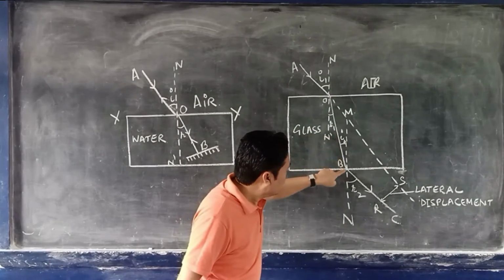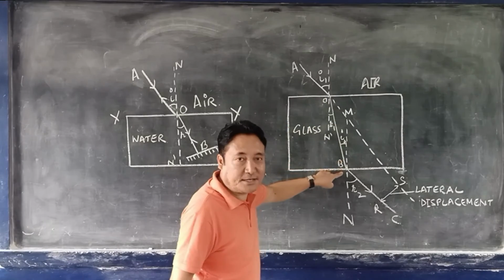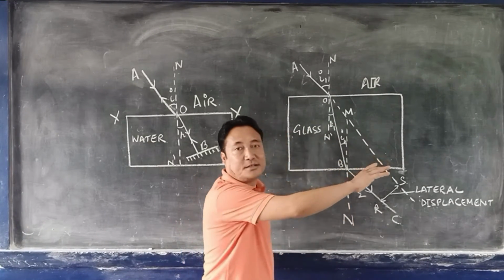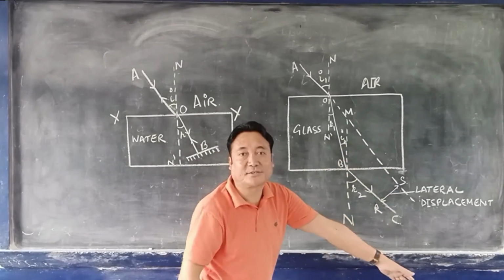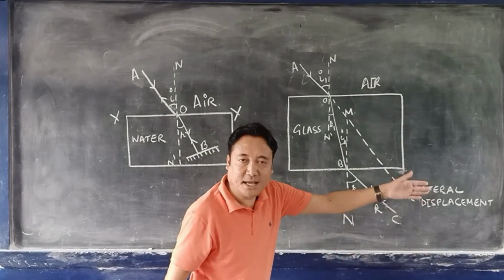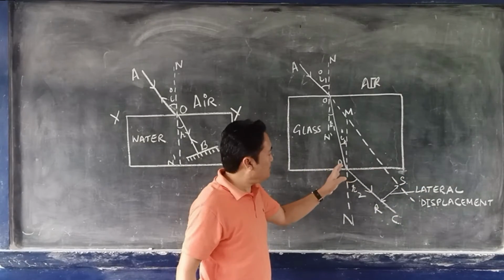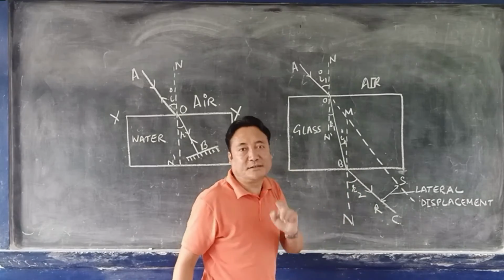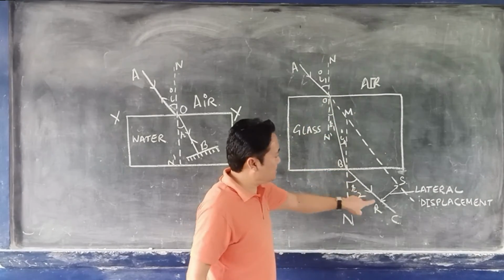Then again the ray of light falls. Okay. OB is the refracted ray, and this refracted ray again falls on another medium, another surface, and from that surface the ray of light has to come out. That means it has to come from glass to air. So when this ray of light comes from glass to air, another refraction takes place here. Twice the refraction is taking place. Okay, the first refraction is OB, another refraction is BC.